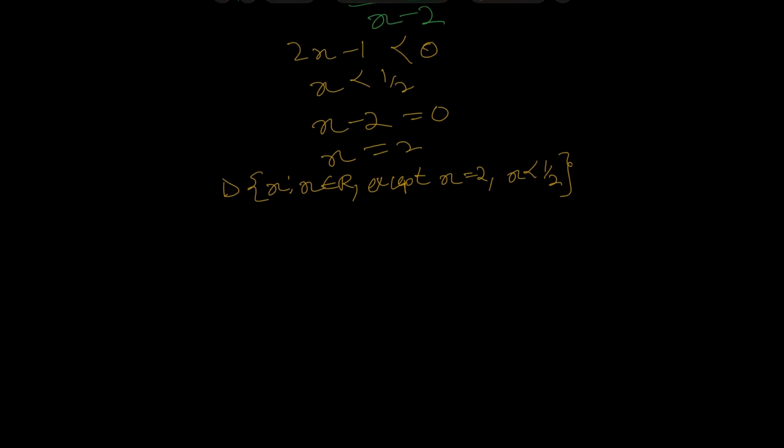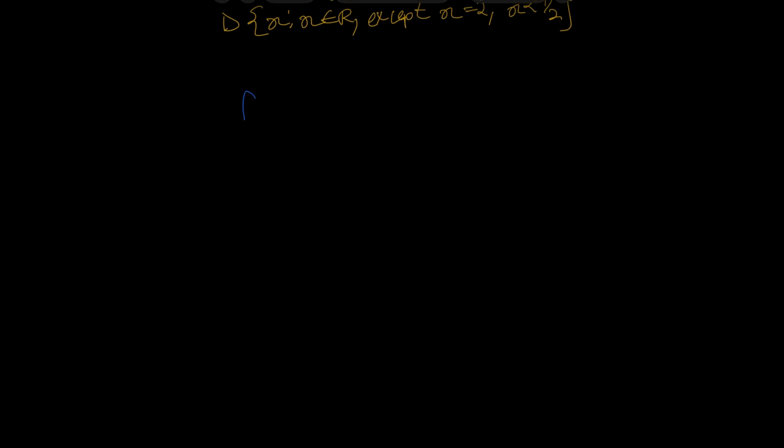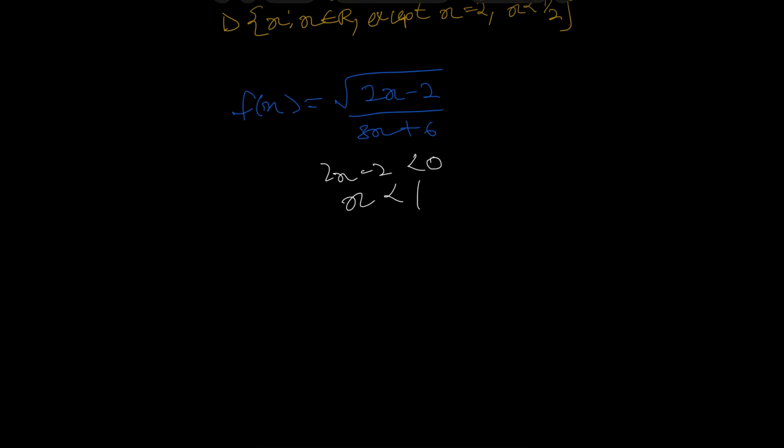Let's try another question on that to get things clear. Have f of x equals square root of 2x minus 2 all over 3x plus 6. Solving this one by one, we get 2x minus 2 less than 0, x is less than 1. Then we have this part, 3x plus 6 being equal to 0, x is equal to negative 6 over 3, x is equal to negative 2. You realize that negative 2 is already less than 1, so this is not necessary. You can just write this without writing this.